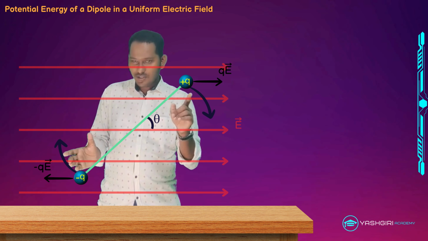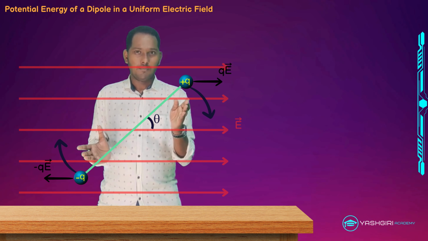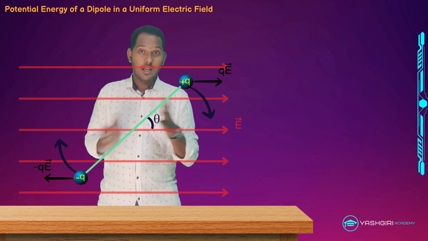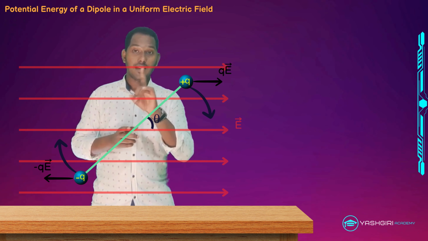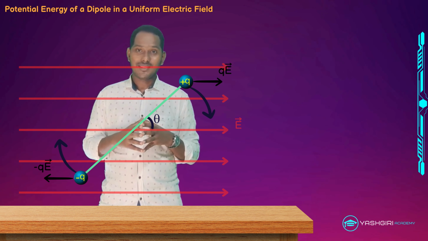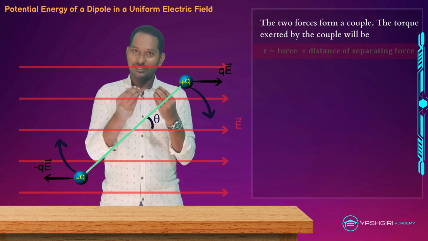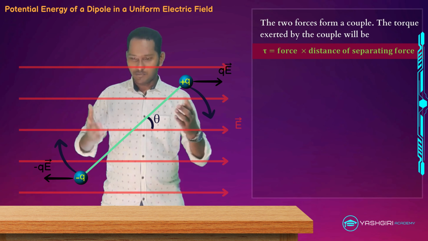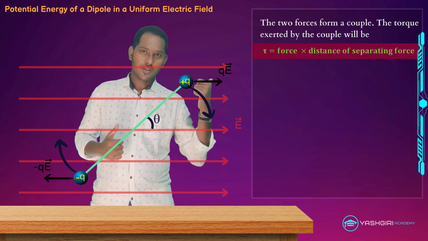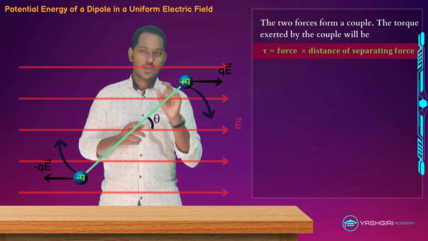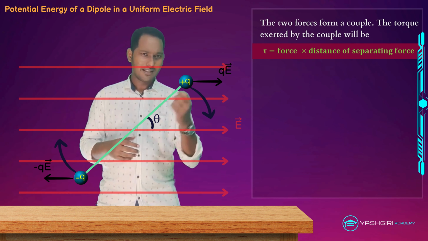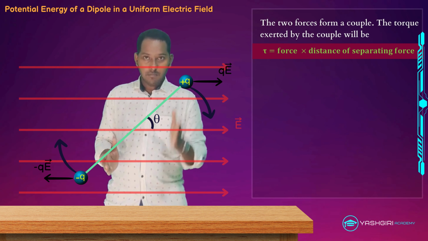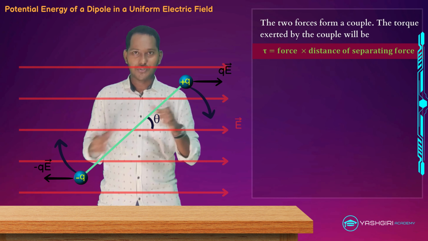That means, students, the external torque that I exert on this dipole will be the same as the torque which is already existing on this dipole, right? So if you remember the formula to find the torque, the torque is nothing but the magnitude of the force exerted here, into the perpendicular distance between the two separating forces. So this is the formula that we know. So what is the force? We know the force, that is Q times E, the magnitude of that. So we have to find the perpendicular distance between these two separating forces, right?